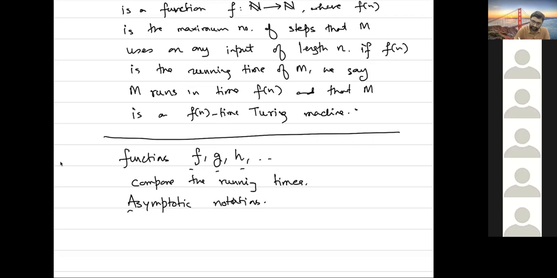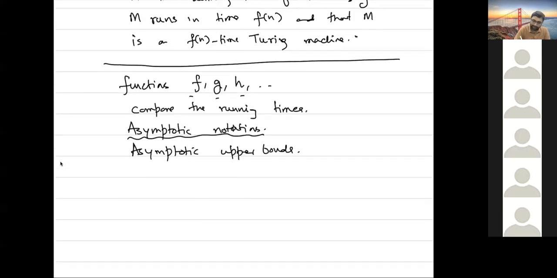And specifically, we have asymptotic upper bounds, which we will consider. Okay. So when we talk about asymptotic upper bounds, I will talk about these independent of time complexity functions, and then we will generalize, or rather specialize, for time complexity. So let us start.